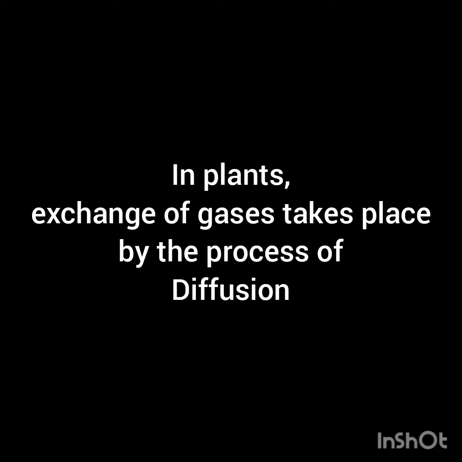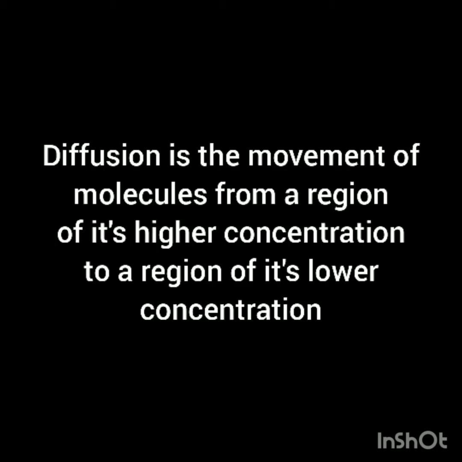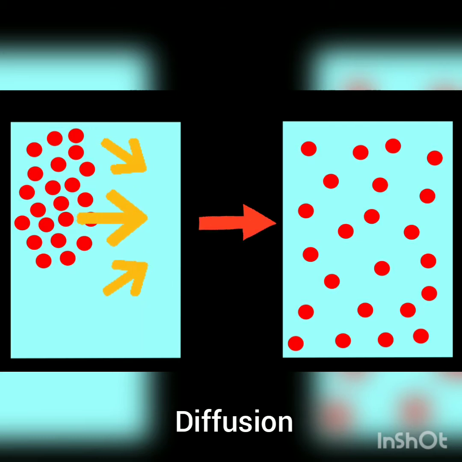So what is diffusion? Diffusion is the movement of molecules from a region of its higher concentration to a region of its lower concentration. That means from a region where it is maximum to a region where it is minimum. I'll give you a simple example.